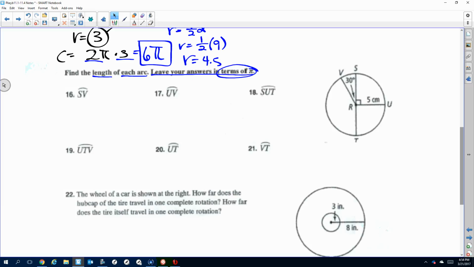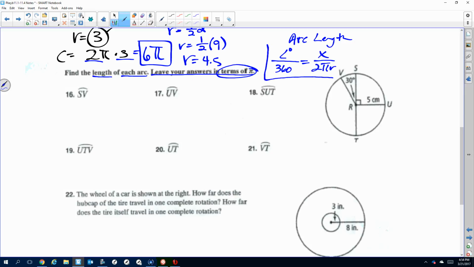So I can use the proportion that was in your notes, the proportion to find the arc length, because it's not degrees anymore, it didn't say measure in degrees. It's basically your angle to your arc: degrees over 360 is equal to x over 2 pi r. So you can do the proportion, plug in your parts, okay?